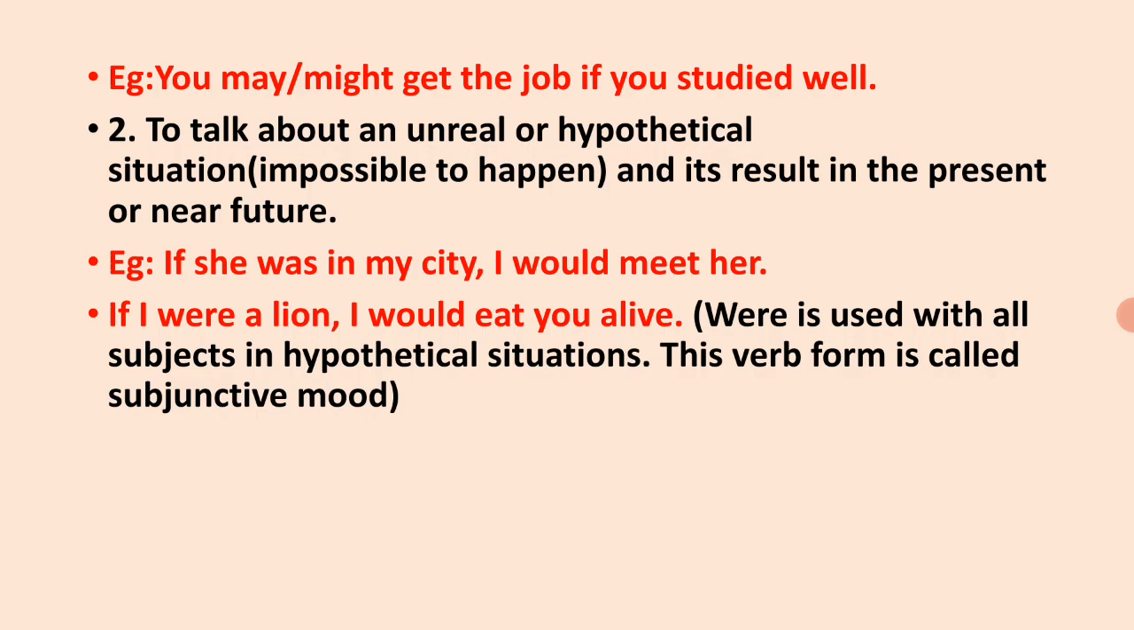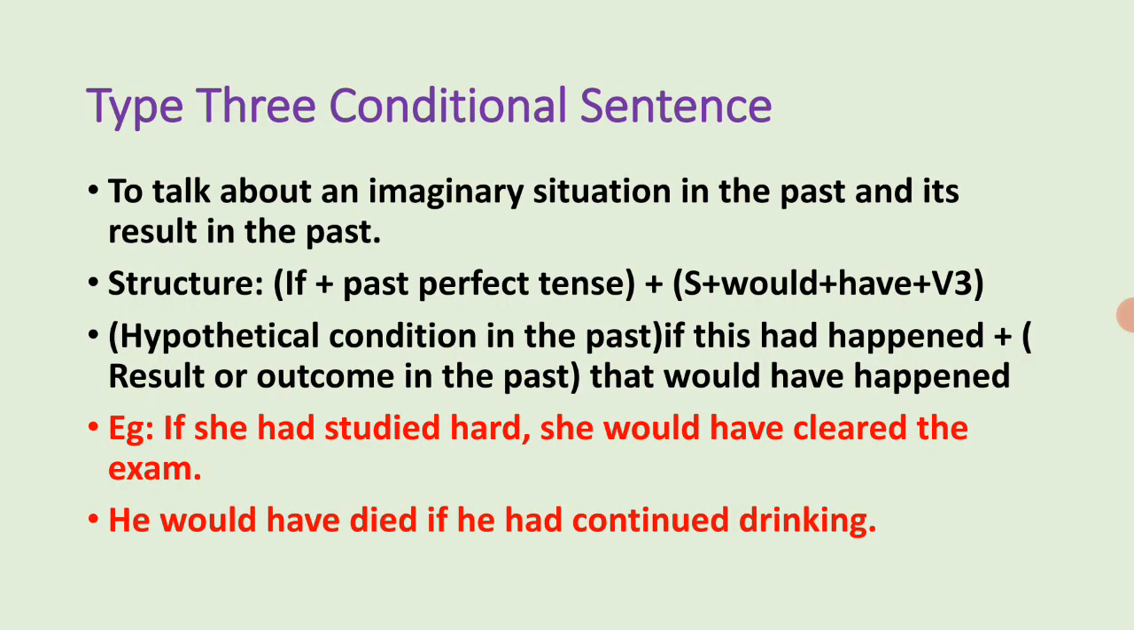So here you may be thinking why were is used with I. Were is used with all subjects in a hypothetical situation. We have said this is a hypothetical situation. So in such situations, were can be used with all subjects. In such sentences, this verb form is called the subjunctive mood. So I have just mentioned that. So this is type 2 conditional sentence.